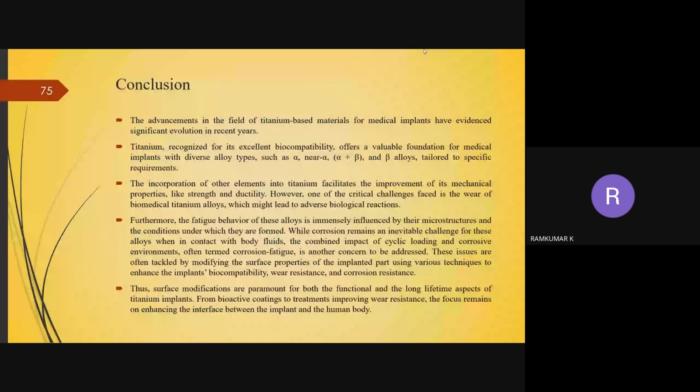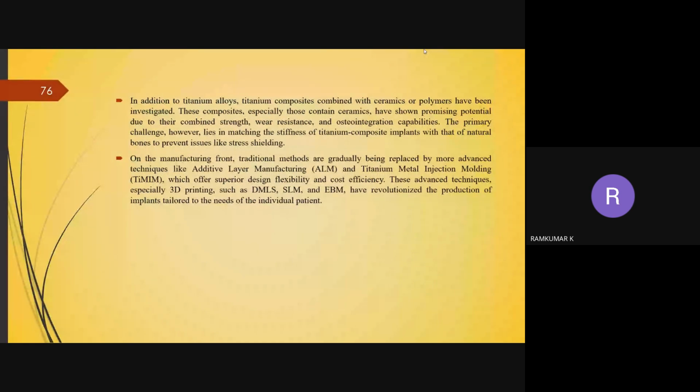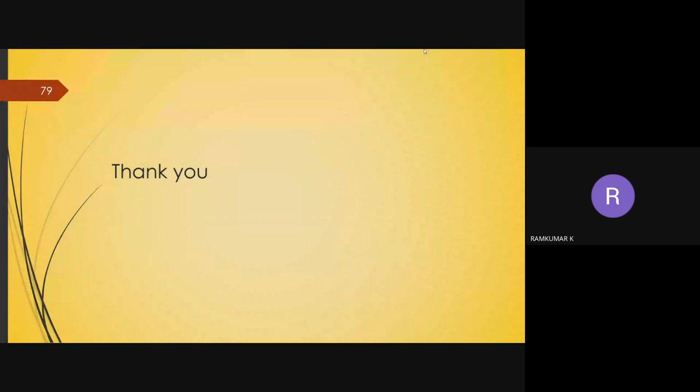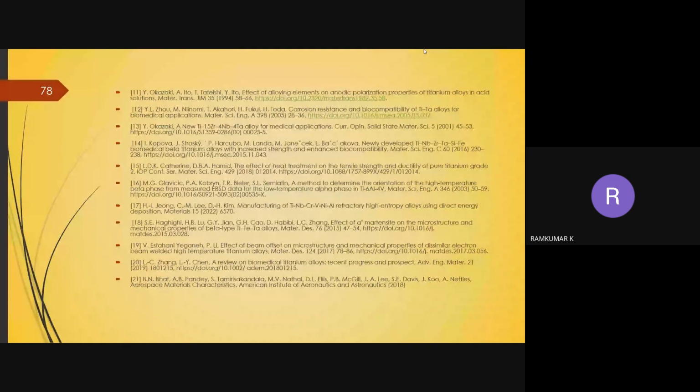If you want to improve corrosion resistance, suppose the implant is kept in an area where more corrosion may take place, we can improve the properties of the implant with respect to the area we are using, and we can incorporate the alloys with respect to that purpose. So this is the final conclusion, and we have seen the various processes by which we can make the implants. That's all about my topic, and I thank you.